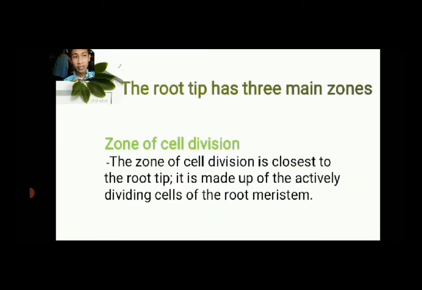The root tip has three main zones. First, the zone of cell division. The zone of cell division is closest to the root tip. It is made up of the actively dividing cells of the root meristem.